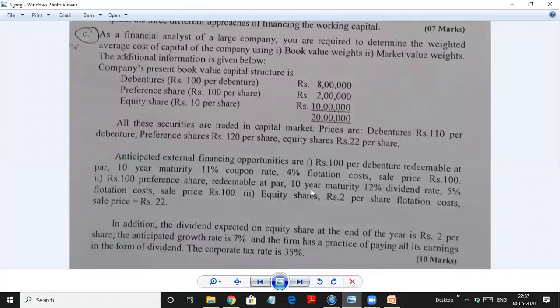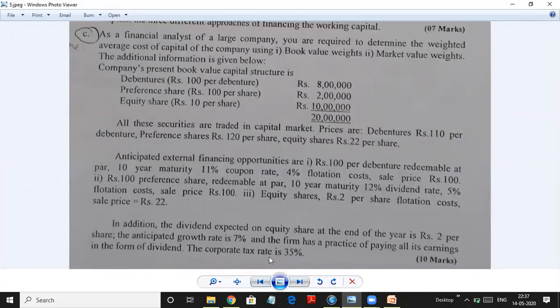So if you see, I've used the data from the second para and the third para only to find the specific cost. So cost of debt: interest 11 plus RV 100 minus 96 NP divided by 10, the whole divided by 100 plus 96 divided by 2, times 1 minus 0.35, where 0.35 is the tax rate. You can see in the last line of the question, the corporate tax rate is 35%. So you solve it, you get 7.56%.